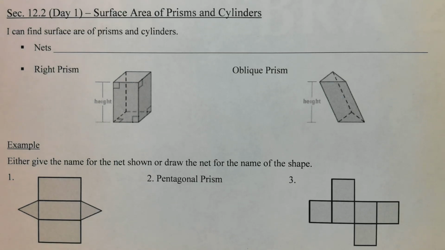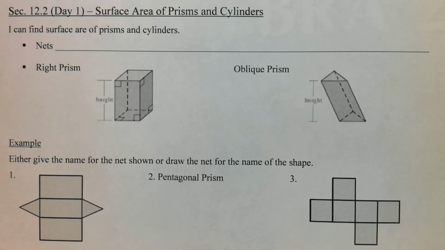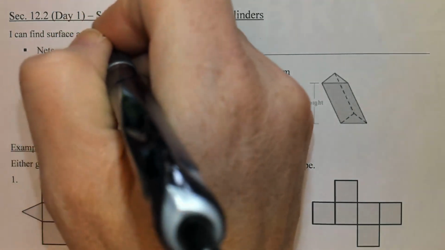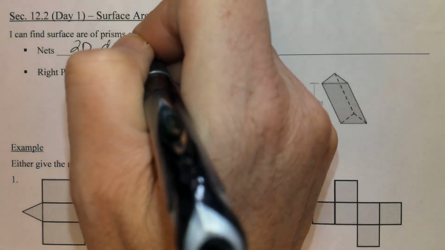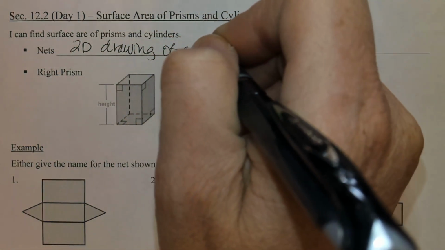All right, this is section 12.2, day 1, and we're going to talk about the surface area of prisms and cylinders. And today's going to mainly focus on the 3 prisms that we have. First, we're going to talk about a term called a net, which is just a 2D drawing of a 3D shape.